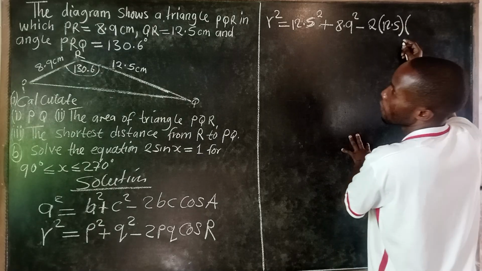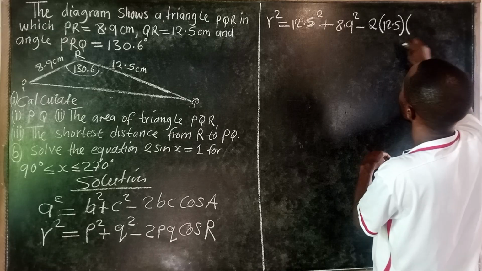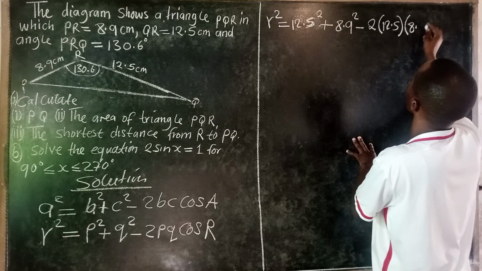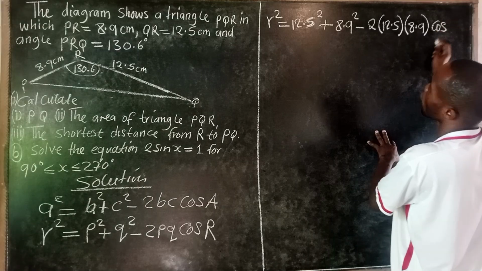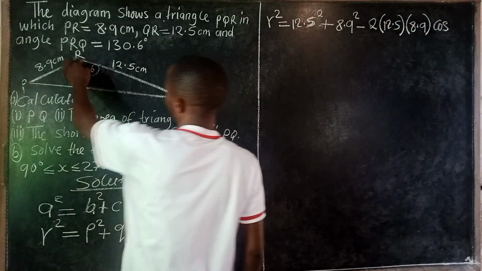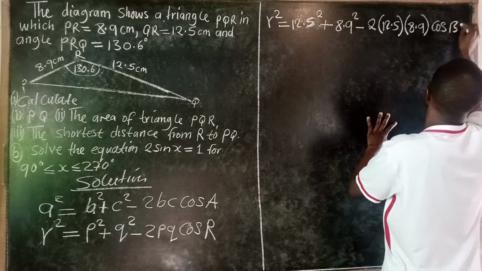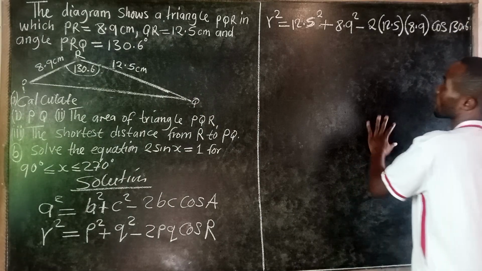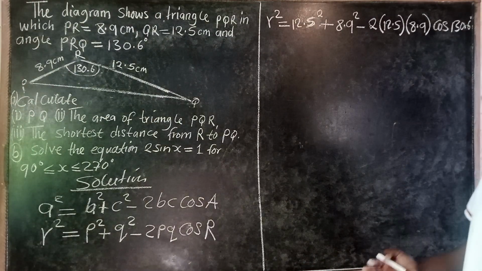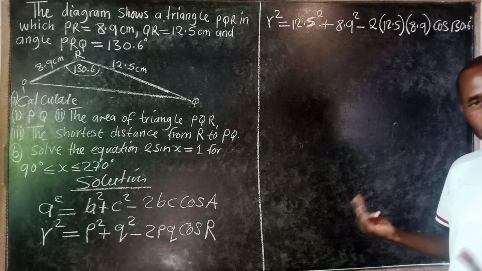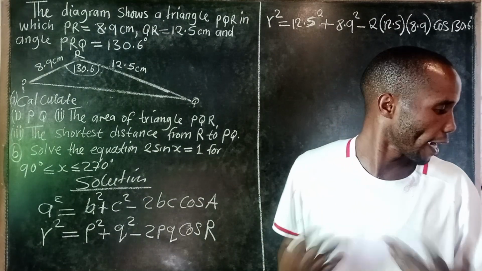You are multiplying here. Open bracket. Then again, what is Q? Q in this case is 8.9. Then you say cos. We are multiplying cos. Are we given cos R? Yes, it's there. So we put cos R, which is 108.6 degrees. So you have seen the way we have substituted. Then from there, we can simplify this. Remember, this is a paper 2 type of question. Therefore, you are allowed to use calculators.